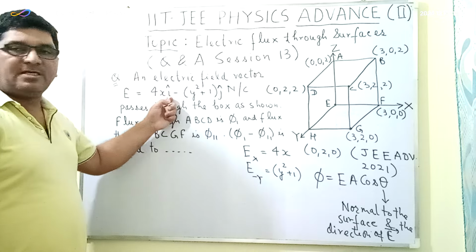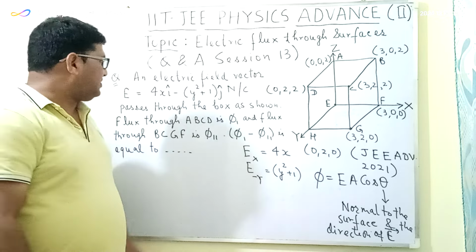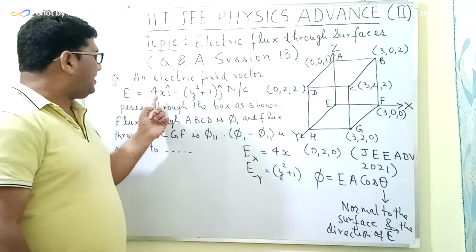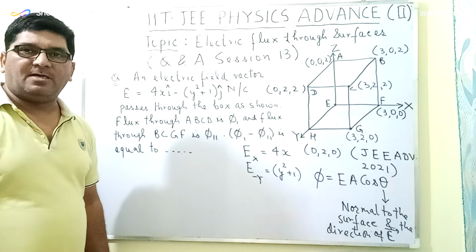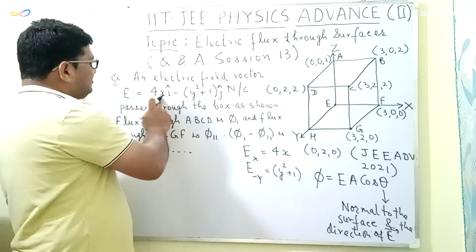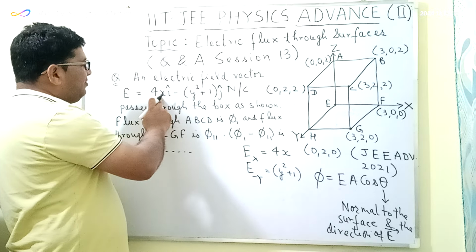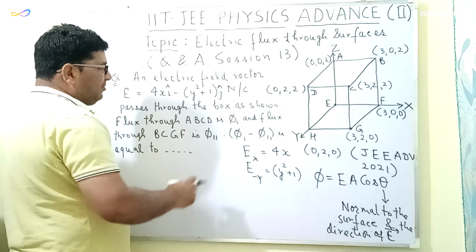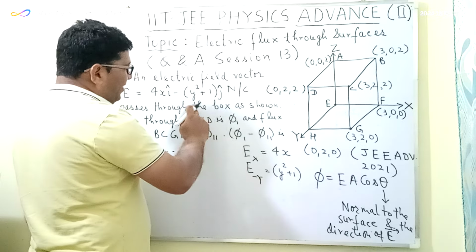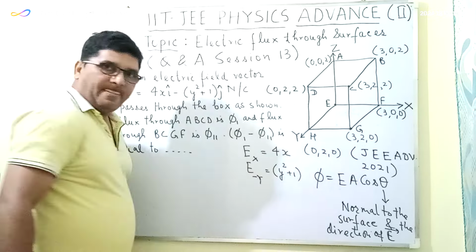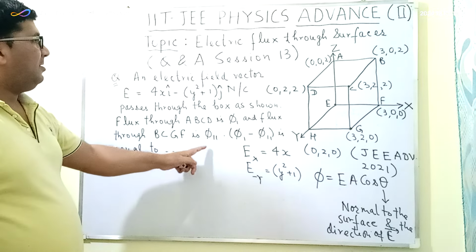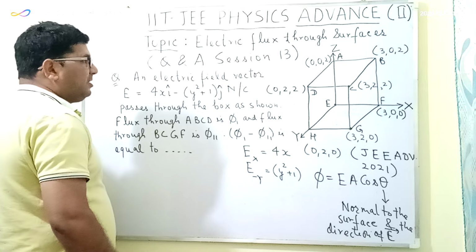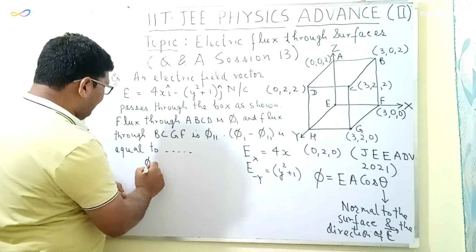I cap is the unit vector along the positive x-axis, and if it is minus i cap, then it will be the unit vector along the minus x-axis. So in this case, the intensity of the electric field along the positive x-axis will be equal to 4x, and the intensity of the electric field along the negative y-axis is equal to y square plus 1. Now, we have to find the flux through ABCD, which is phi 1 in this case. So, phi 1 in this case will be equal to what?